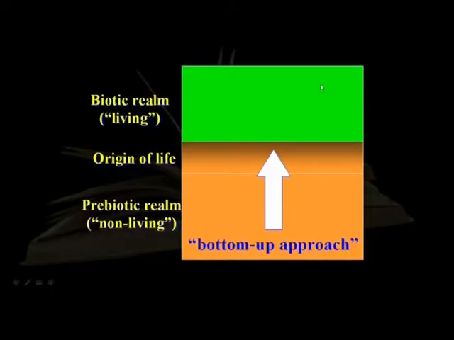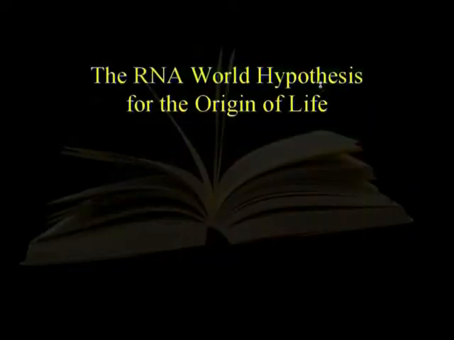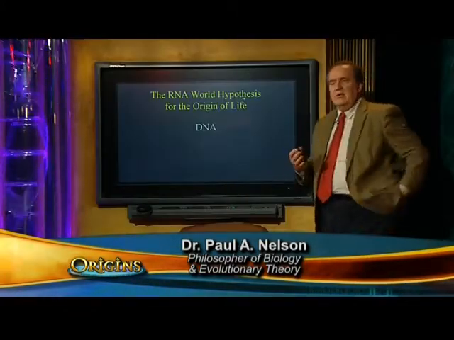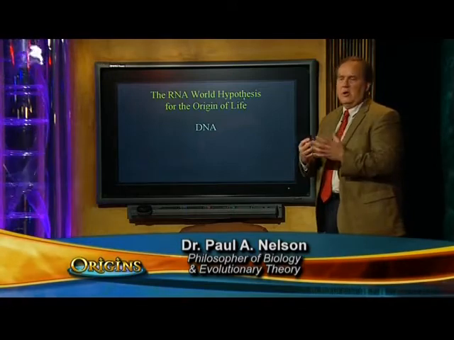All right, let's look at the most widely accepted bottom-up approach right now in evolution. It's called the RNA world hypothesis. And the RNA world hypothesis tried to solve a deep chicken and egg problem in the origin of life. Looks like this. DNA is the main information storage molecule in all life that we know. It's actually remarkably stable chemically. It's a good way to store information.